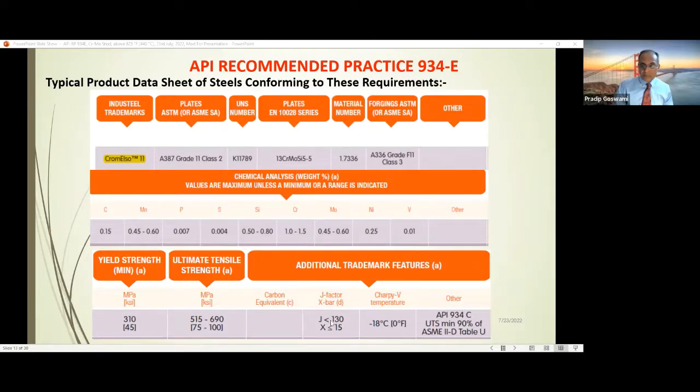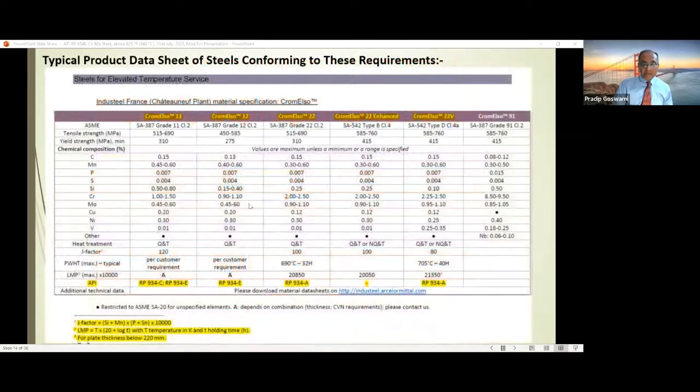This is the X bar. X bar values should be less than 15. And the Charpy impact test temperature is typically minus 18 degrees centigrade or 0 degrees Fahrenheit. It also says that you can follow the ASME or API guideline for additional requirements. And here, what do you see? This is a summary, a better snapshot, for grade 11 material.